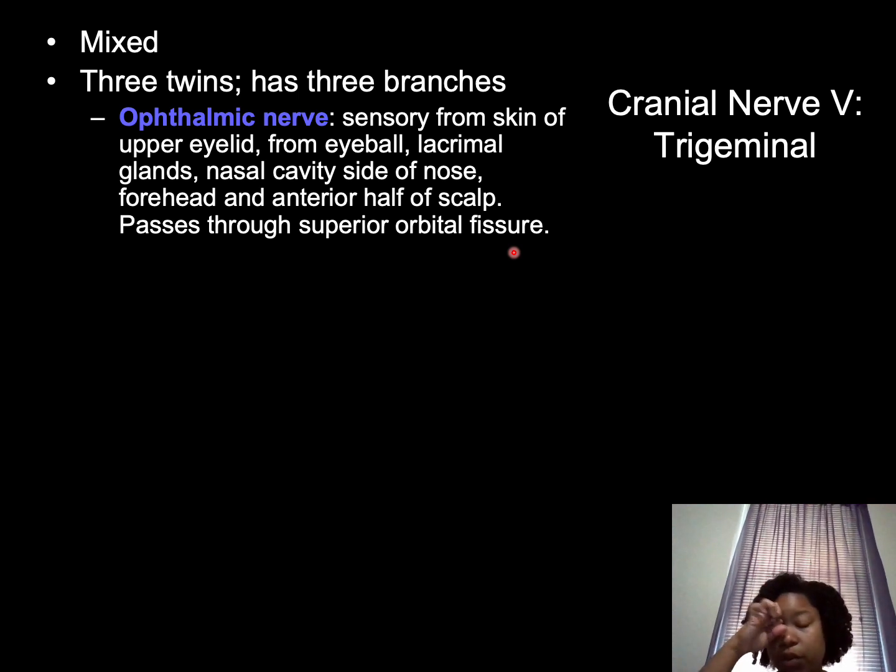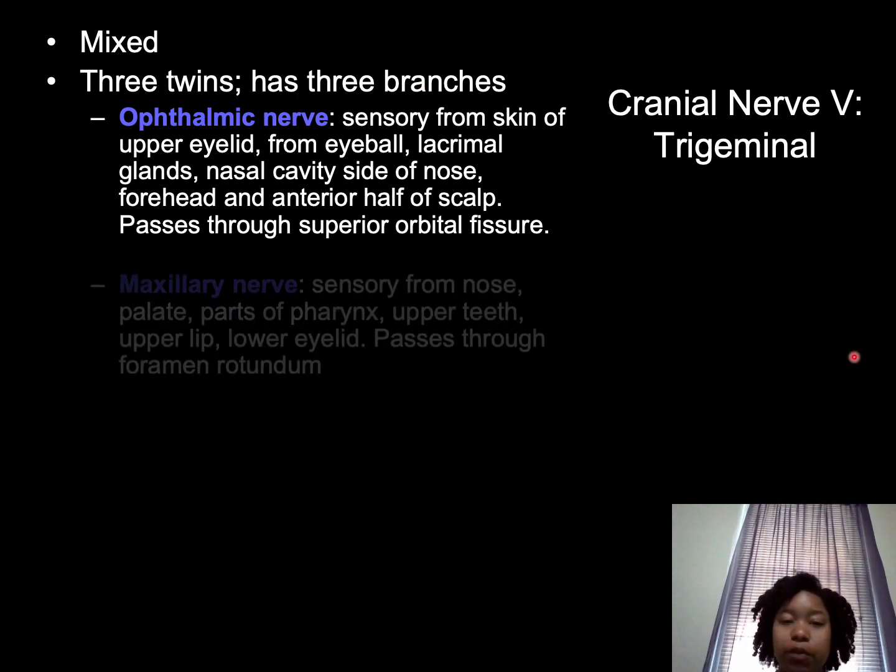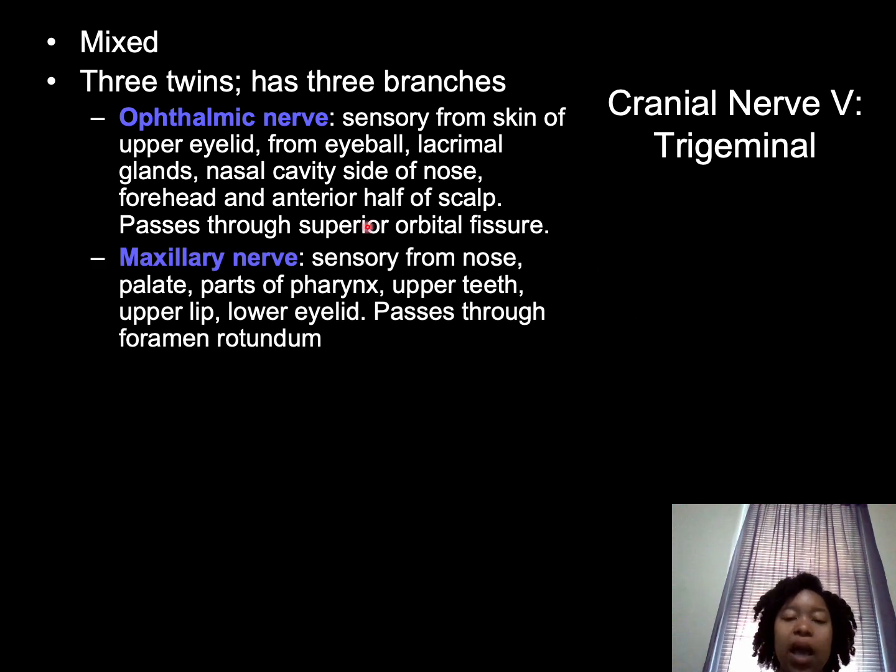So it's one of those little holes that's present within the skull, in the actual bones, that allows the nerve to pass through. So again, that's your ophthalmic nerve, and it's got sensory information from all of these areas. Like if something touches one of those things externally, it can carry that information back to the brain. Then you have the maxillary nerve, which has sensory information from the nose, the palate, parts of the pharynx, upper teeth, upper lip, and lower eyelid. And this is going to pass through the foramen rotundum as far as its geography within the skull.